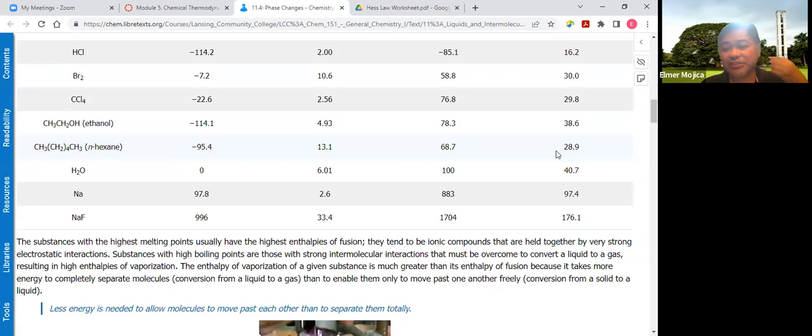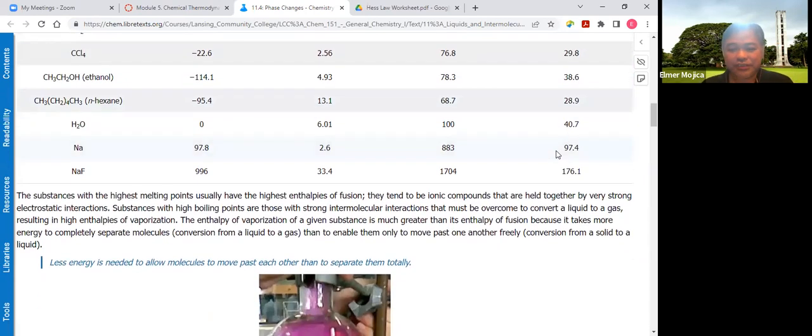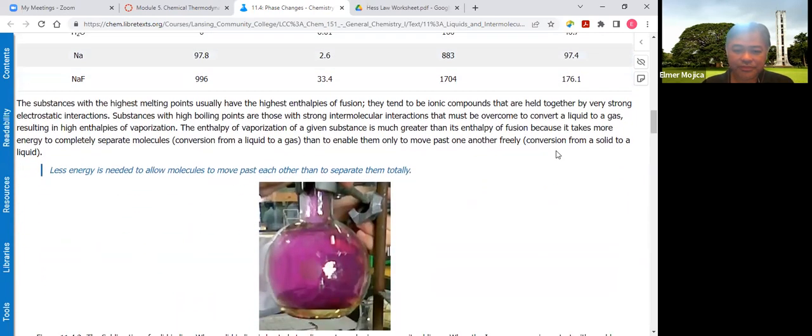Those are the type of question that they may ask in a multiple choice question, or a true or false question. And if you read it together here, the enthalpy of vaporization itself is much greater, because it takes more energy to completely separate the molecules than to enable them only to move past one another freely.